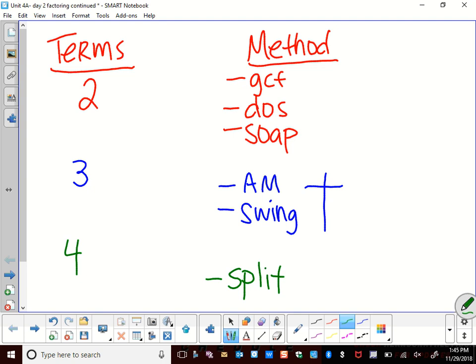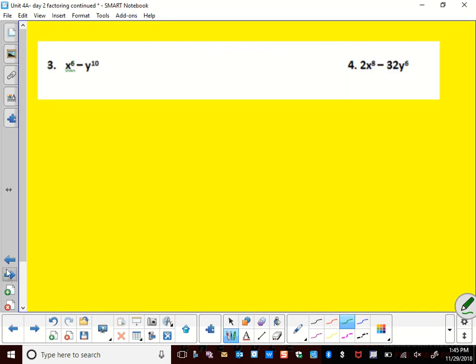Alright, you guys have to remember this stuff. Two terms, we're looking for a GCF, looking to see if we can DOTS, look for SOAP. There's three terms, that's our normal, we learned that first. That's our A method, or we can swing it if there's a coefficient bigger than 1. Four terms, we just split it, okay? So let's go ahead and finish DOTS.